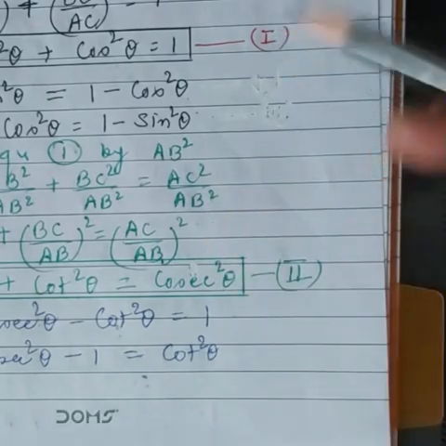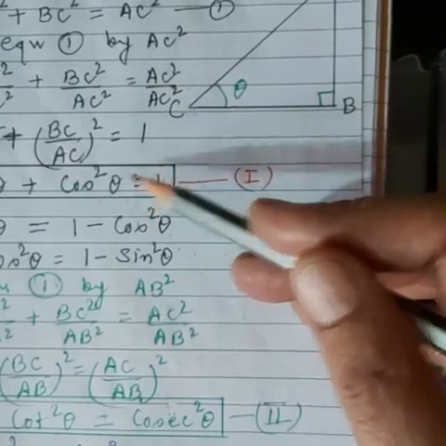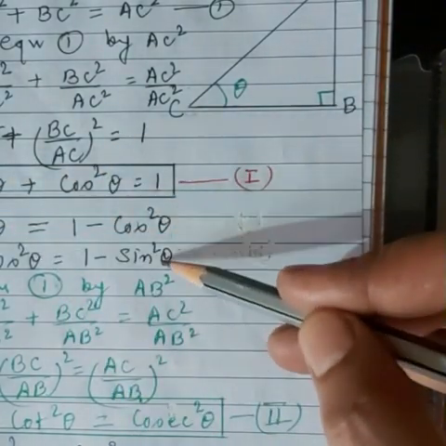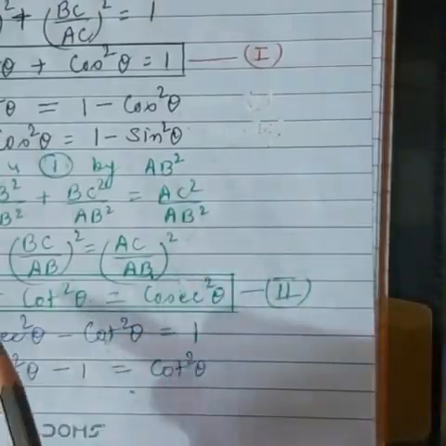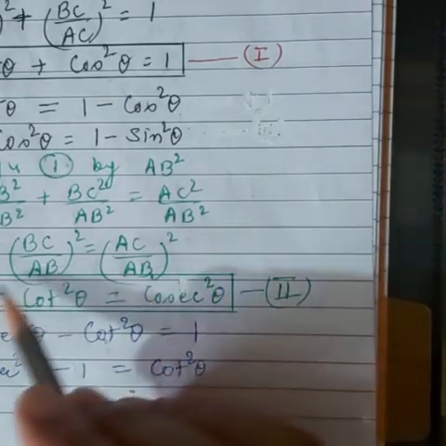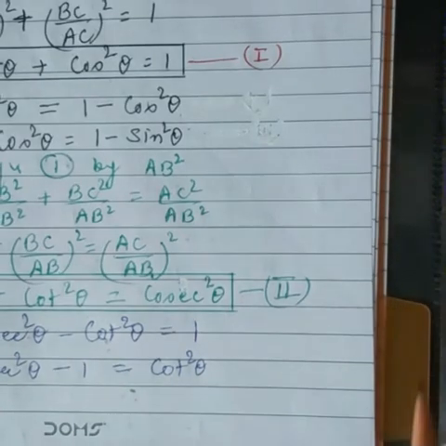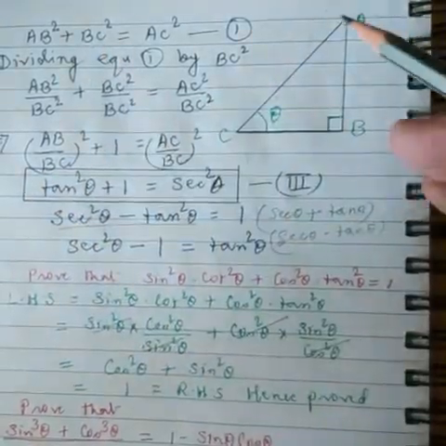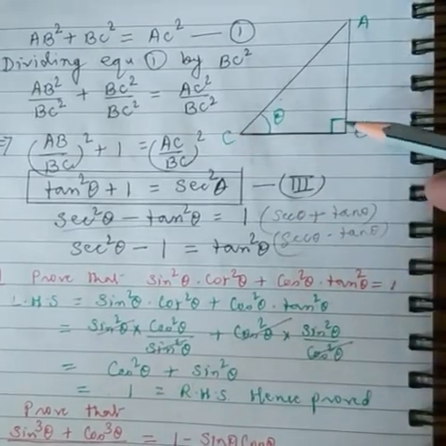So till now we have found the first, sin square theta plus cos square theta is equal to 1, and using this one we have found two more identities. Now the second is 1 plus cot square theta is equal to cosec square theta, and using this identity we have found these two identities. Now children, again consider the triangle ABC, right angle triangle, right angle at B.